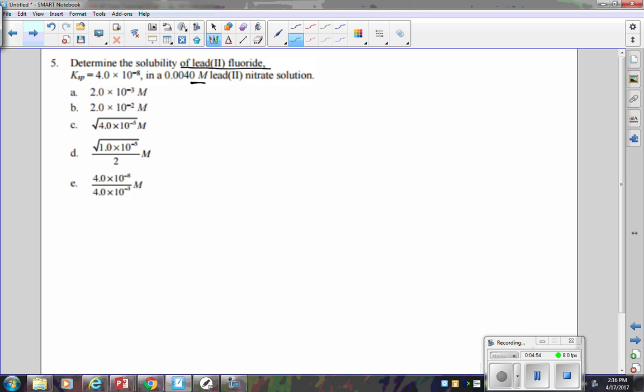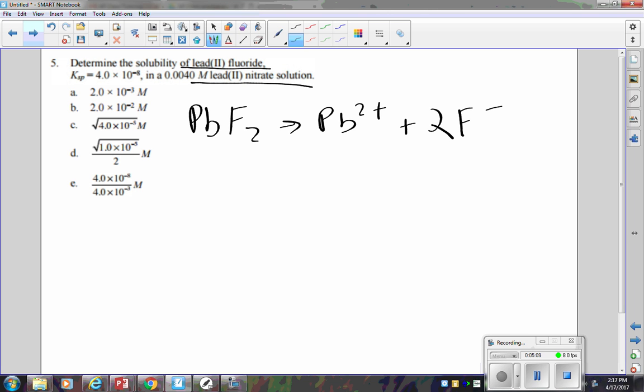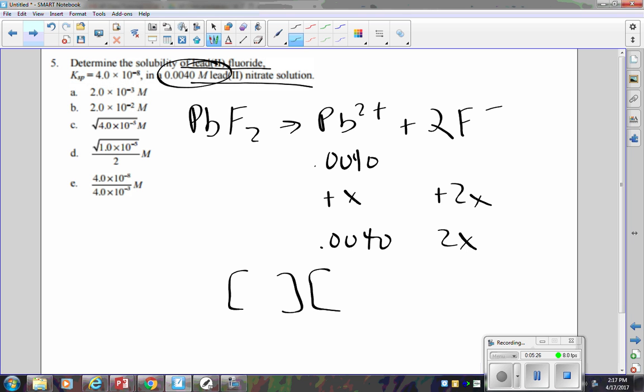Number 5. Determine the solubility of lead 2 fluoride in a 0.004 solution. So remember, PbF2 is going to break into Pb2+ plus 2F-. Now, when they tell me it's a lead nitrate solution, that means this is 0.004. This is going to be plus X. This is going to be plus 2X. And then ultimately, I'm going to get 0.004 plus X, and this is 2X. Then remember, I'm going to basically drop it into my expression. My expression is going to be Pb to the first and F- squared. So it's going to be 2X squared. This is going to be 0.004 times 4X squared equals 4.0 times 10 to the negative 8.